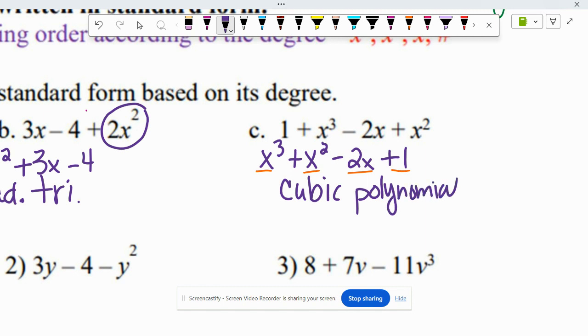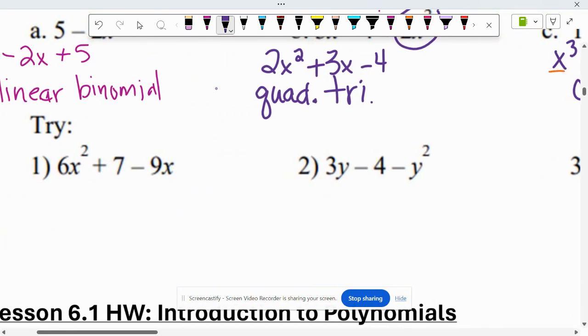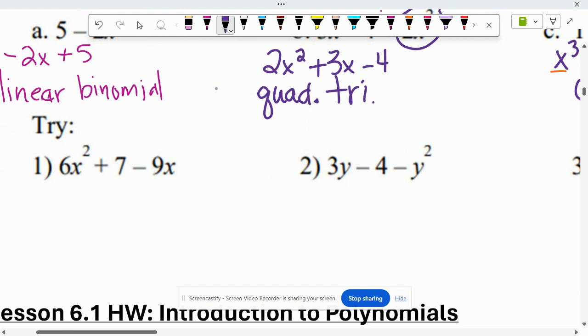Okay. Example number 1. I'm going to pause. I'm going to freeze the screen. I'm going to let you guys do those on your own, and then we'll come back to them. Example number 1. Put it in standard form first.